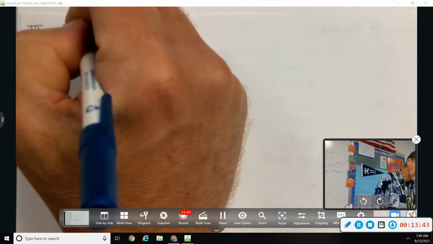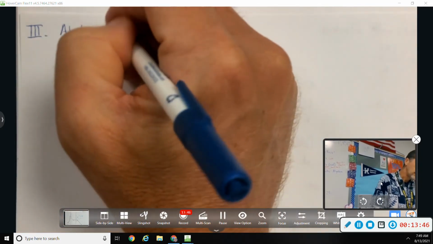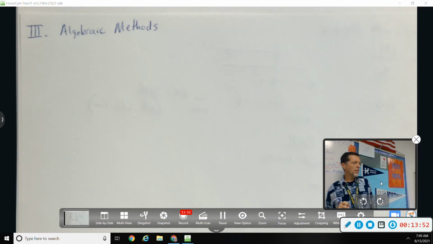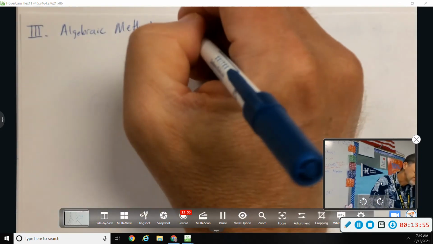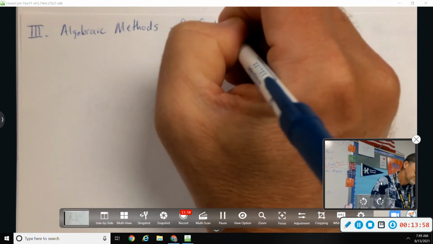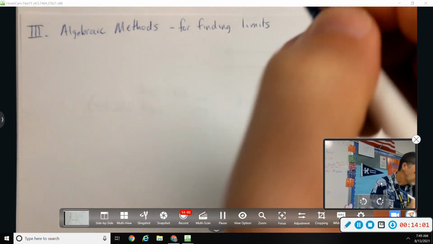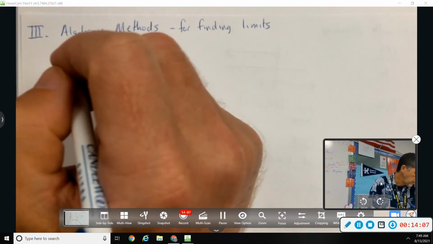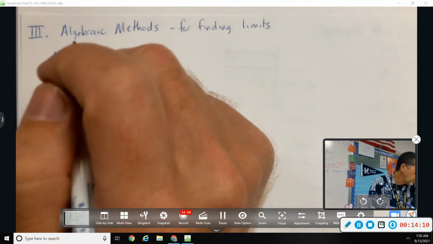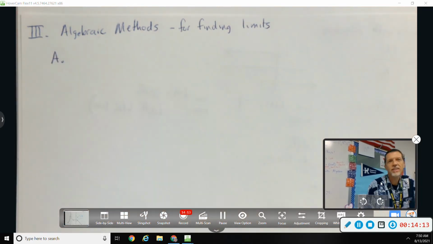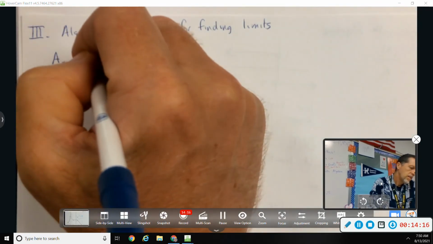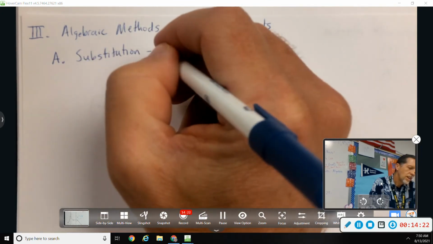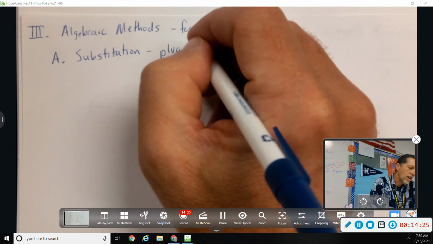All right, now for the heart of this lesson. There's some new stuff that maybe doesn't fit what you already know. Some algebraic methods for finding limits. We're going to do 3 methods. The first one is super easy, the next one is kind of easy, and the last one's kind of hard. So the first one is substitution. And yes, that just means plug it in.